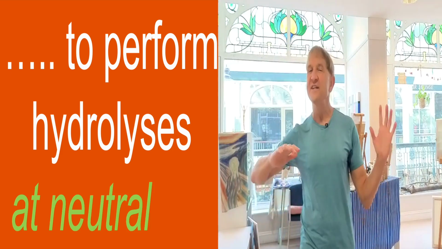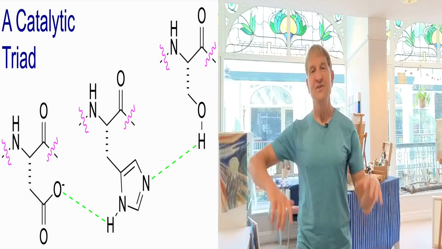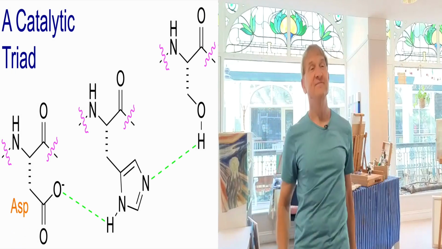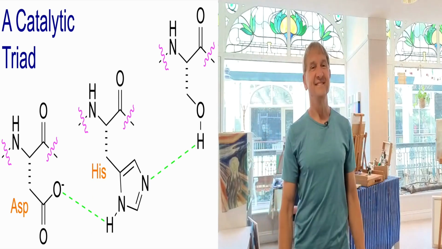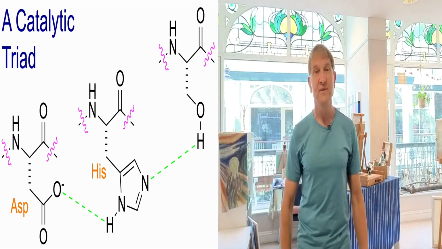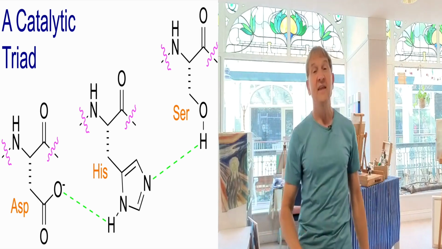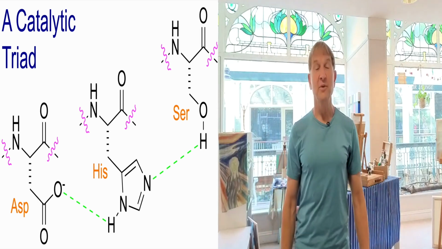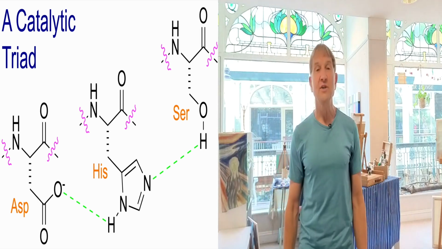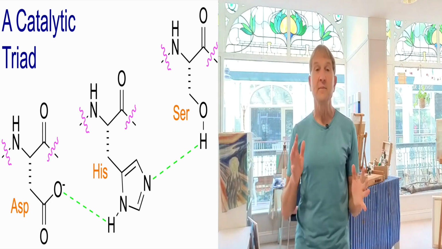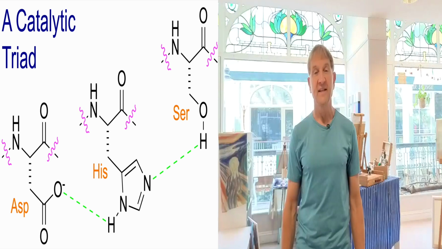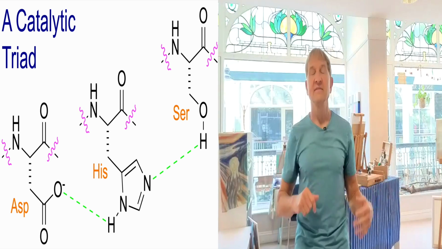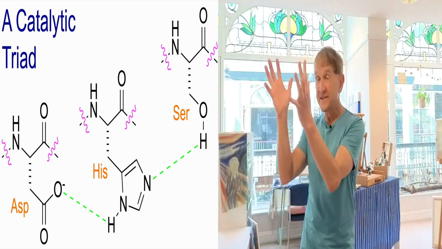To do that, I'd like to introduce members of a catalytic triad. First of all, aspartic acid, histidine, and the star of the performance, serine. Serine is the star because we're going to use the OH group of serine to form an intermediate ester in the hydrolysis step. Let's see how they get together to hydrolyze an ester.